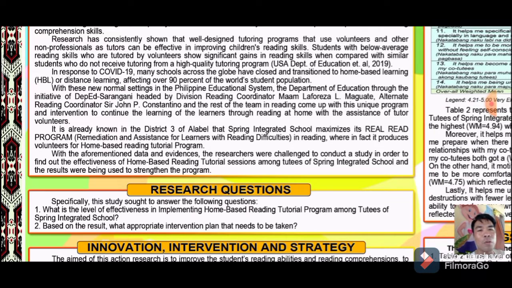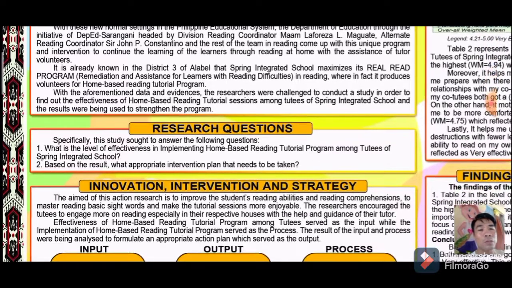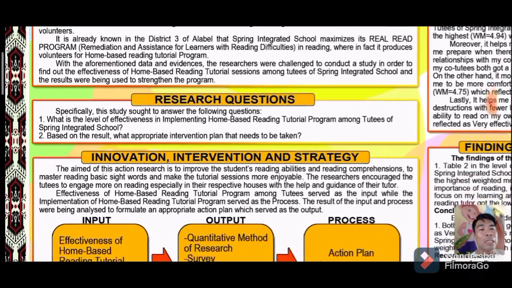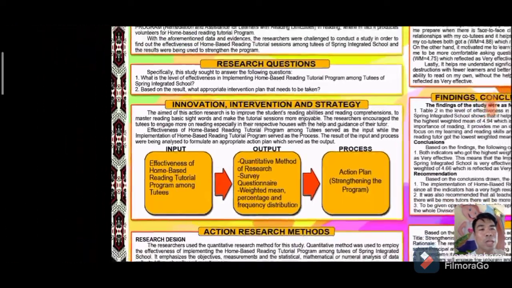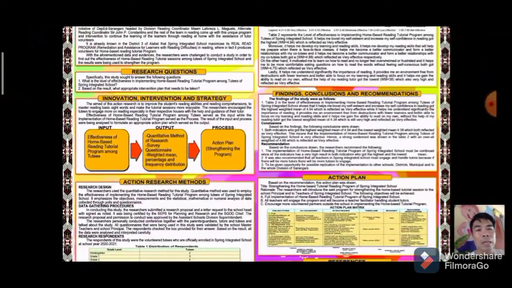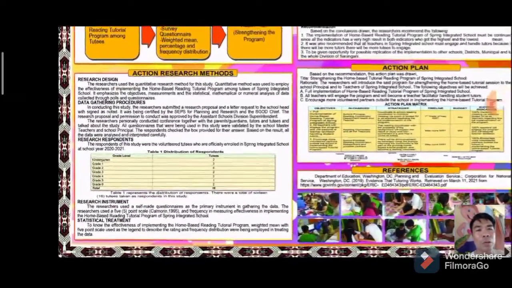So, of course, the level of effectiveness, then right after that one, what would be the results or appropriate intervention plan that needs to be taken. Dito sa aking innovation, the next part, the innovation, the intervention, and the strategy, kung mapapansin niyo, we have the input, the output, and the process. Actually, yung sa gitna, it should be process, and then yung sa pinaka-last, the action plan, it should be the output. So, hindi ko pa siya na-edit. So, yan lang po yung tatandaan natin that we have the input, the process, and the output, which is the action plan.